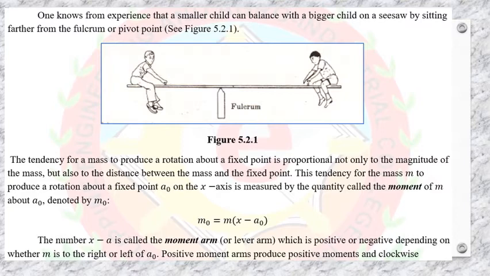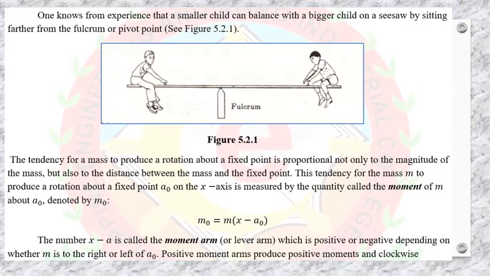The tendency for a mass to produce rotation about a fixed point is proportional not only to the magnitude of the mass, but also to the distance between the mass and the fixed point. This tendency for the mass M to produce a rotation about a fixed point A sub O on the x-axis is measured by the quantity called the moment of M about A sub O. It is denoted by M sub O, or M sub O is equal to M times (X minus A sub O).